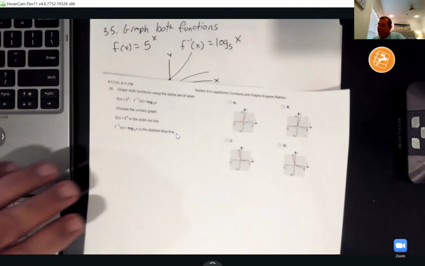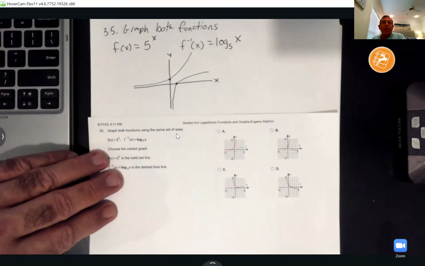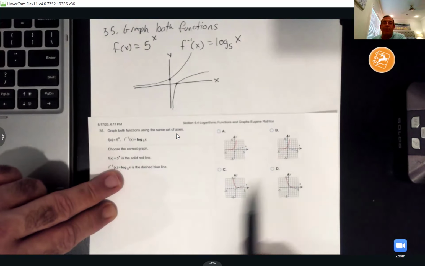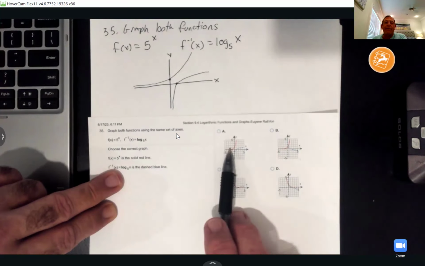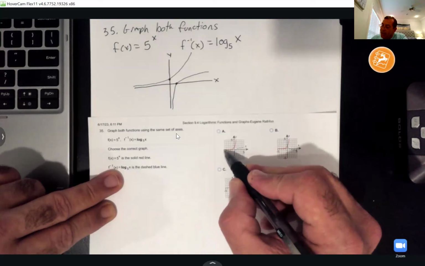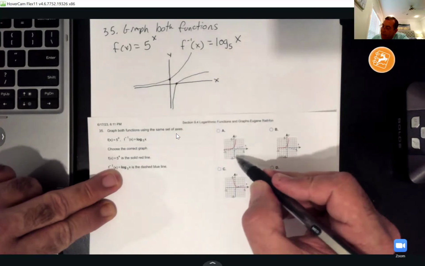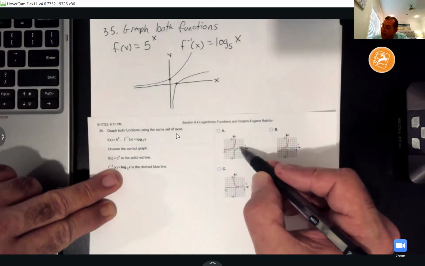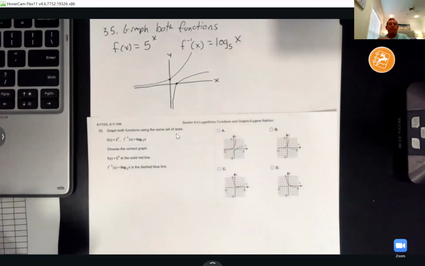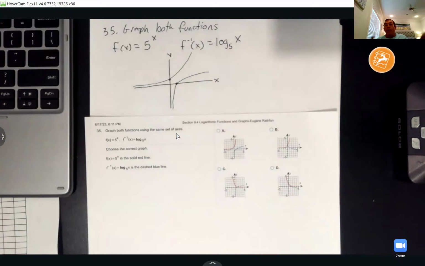Y'all look at that picture we just drew. There's only one of these 4 pictures doing that, and that's this A. See how you got your red line coming up like my exponential? And then here would be my logarithmic. But officially, we can graph that, right?